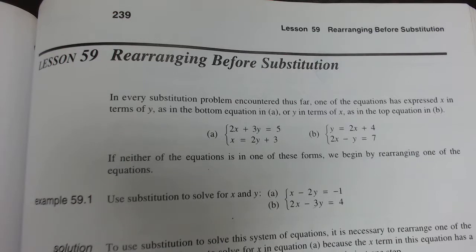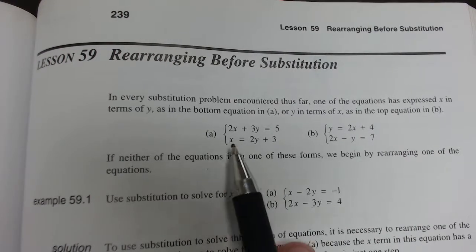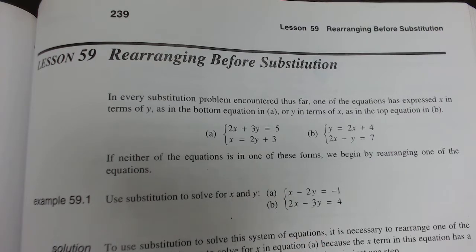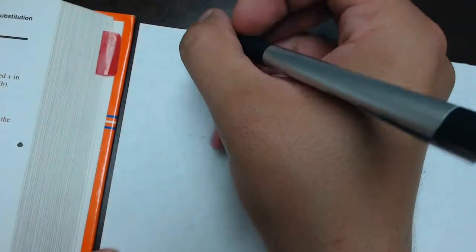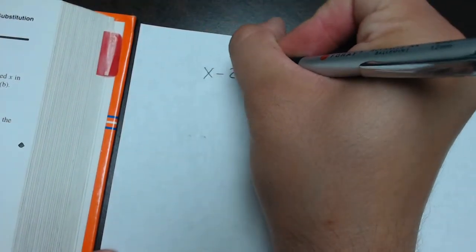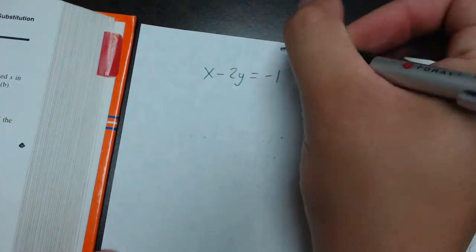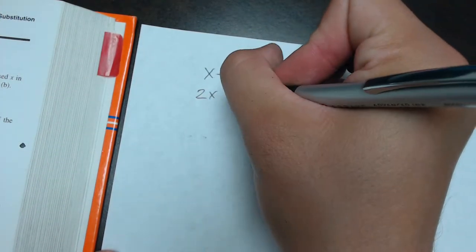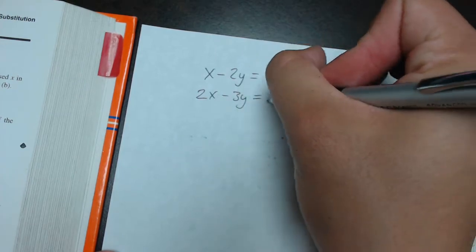Now we're going to have to learn how to do this when we don't have any equations solved for a particular unknown, and then we actually have to rewrite and solve one ourselves. So let's just go straight to an example. They give us these two equations. X minus 2y equals negative 1, and 2x minus 3y equals 4.